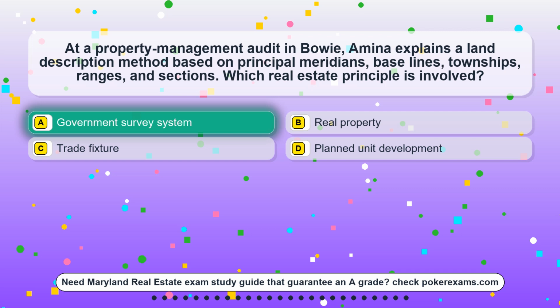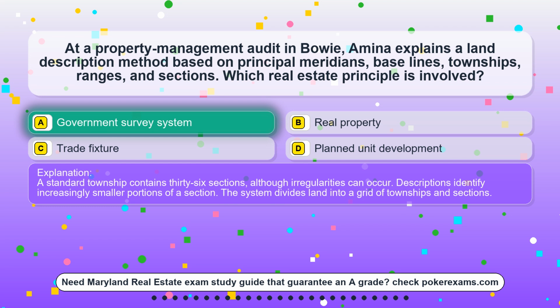The correct answer is option A. Government survey system. A standard township contains 36 sections, although irregularities can occur. Descriptions identify increasingly smaller portions of a section. The system divides land into a grid of townships and sections.